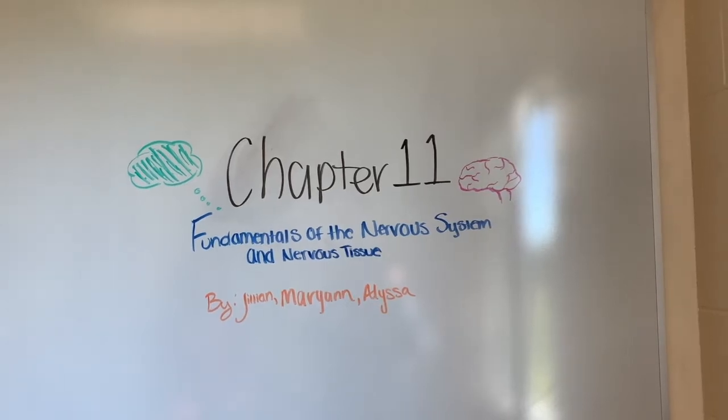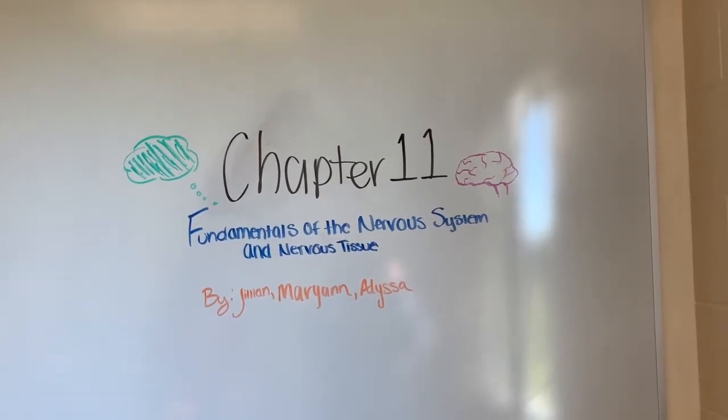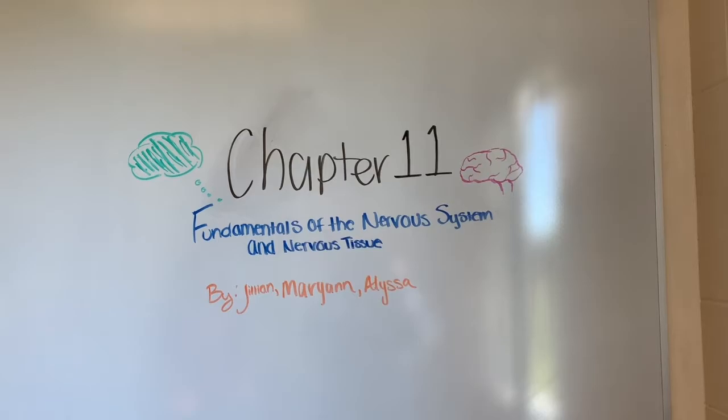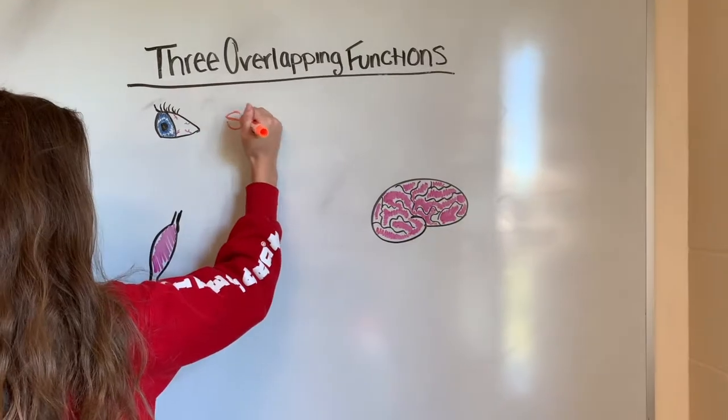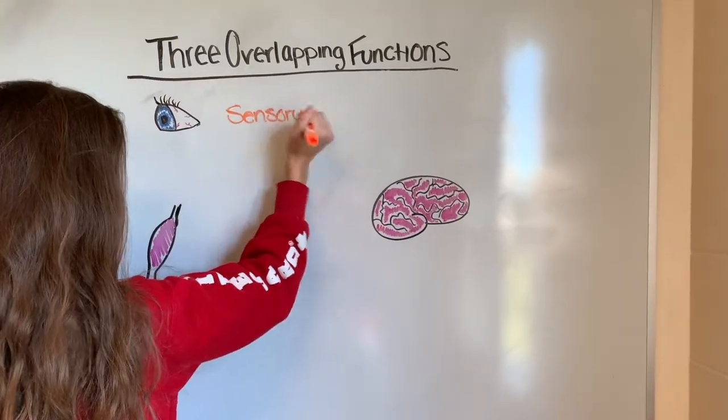In this video, we will be talking about Chapter 11, the fundamentals of the nervous system and nervous tissue. First, we will go over the three overlapping functions.